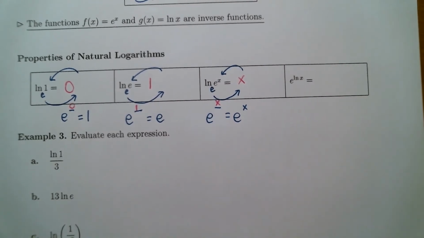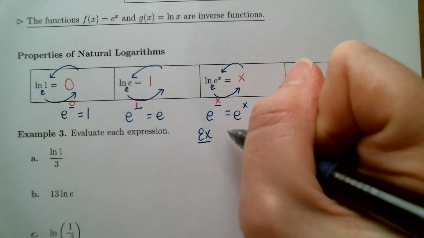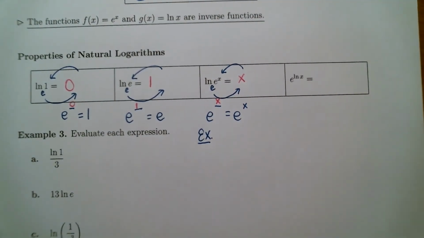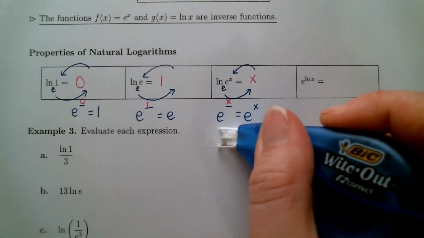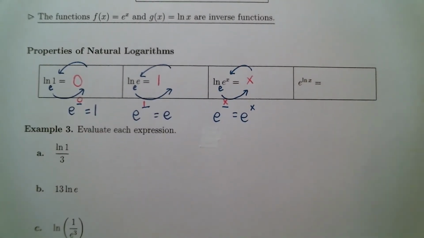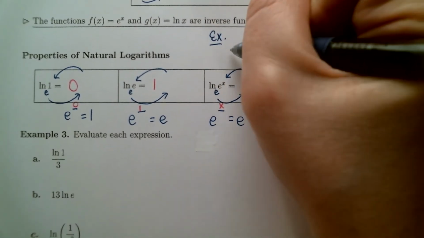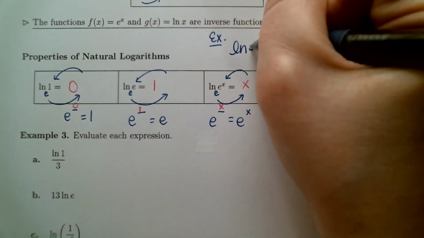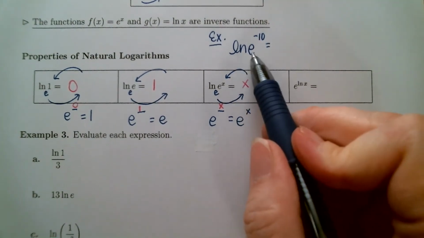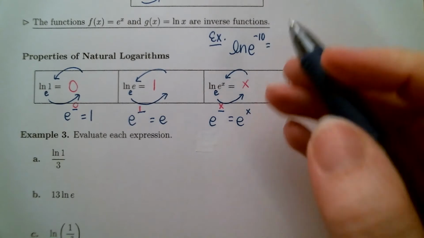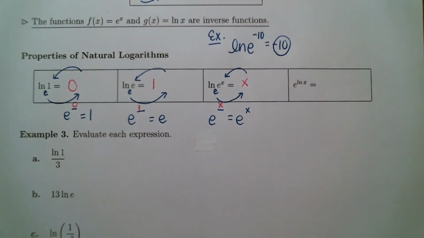As an example of this, actually, let me write it above so we don't confuse this stuff with example 3. So let's go up here and do an example of this property. If I asked you what's the natural log of e to the negative 10, ln and e are side by side, they would cancel out and the negative 10 would come down. So that would be your answer.